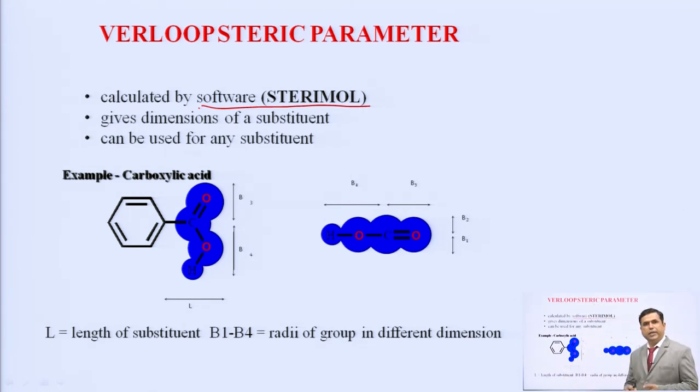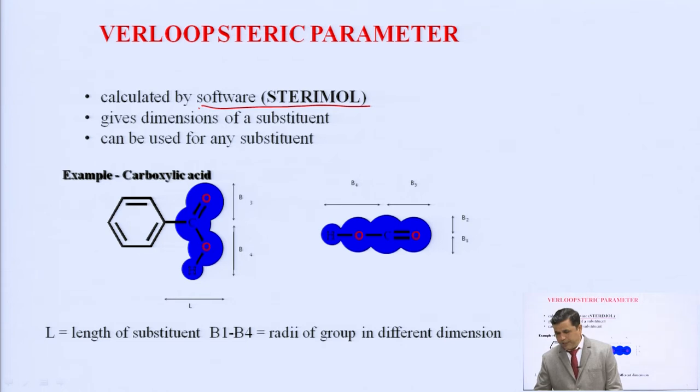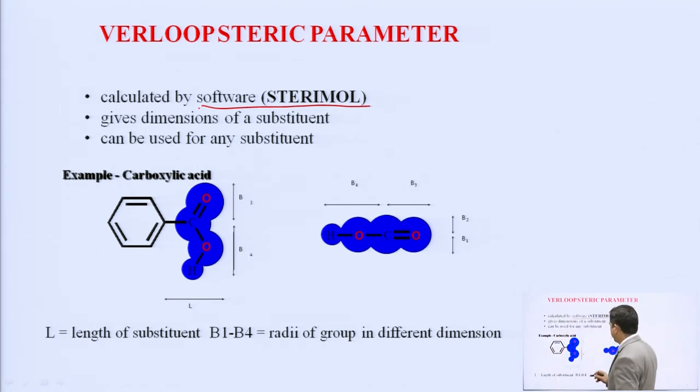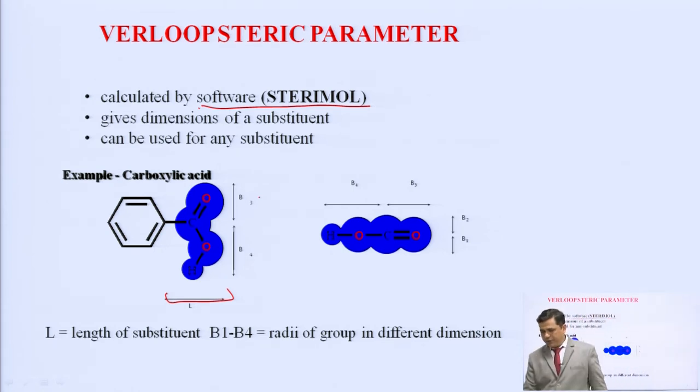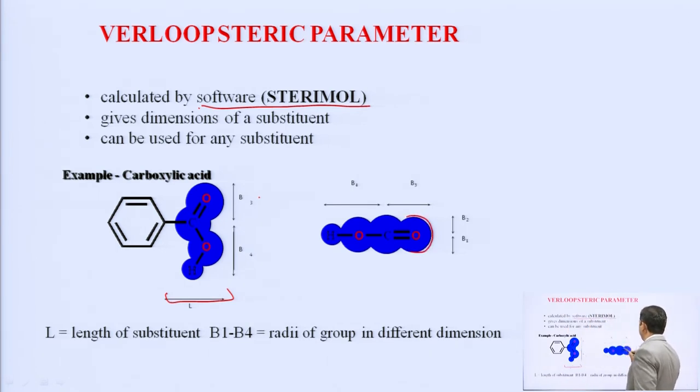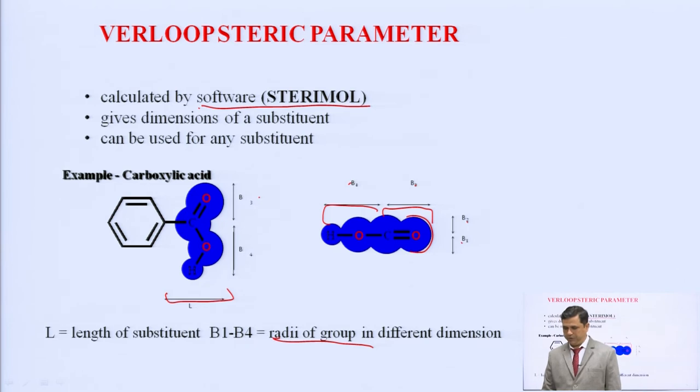Dimension means what? The length and the radius of the molecule. So, L is the length of the substituent, and B1 to B4 are the radii of the group interactions. Here B1 is this CO group, B2 is the CO group, and B4 is the OH group. So, here B1, B2, B3, B4 are the radii of the group in the different dimensions.